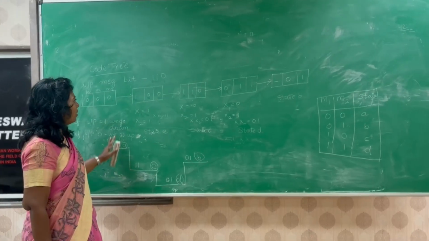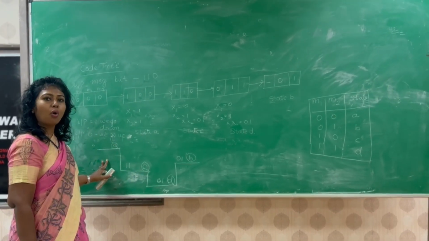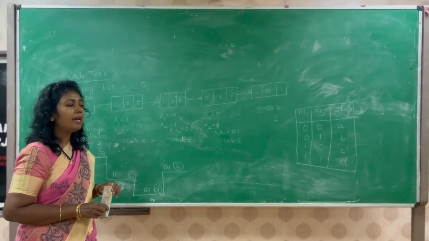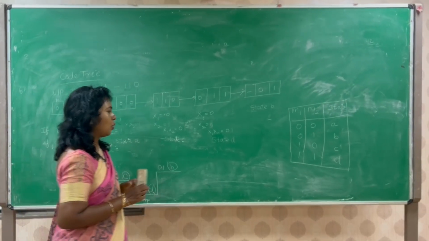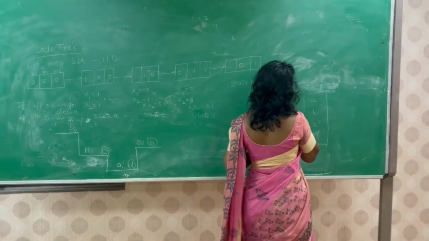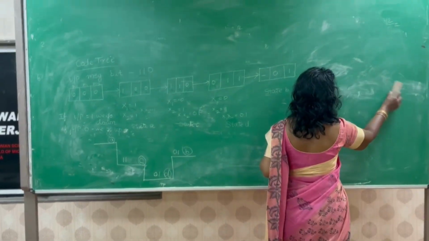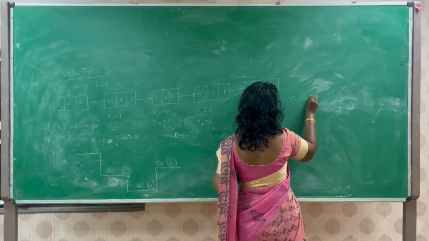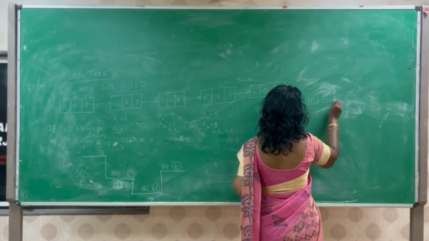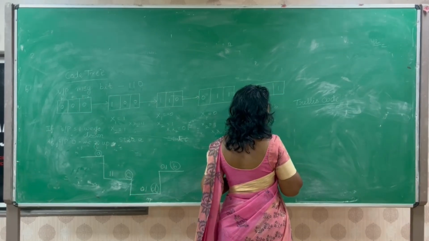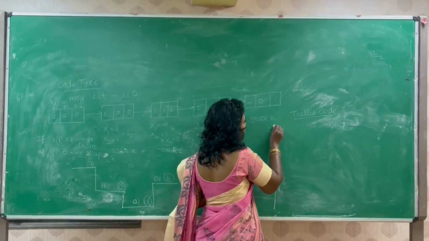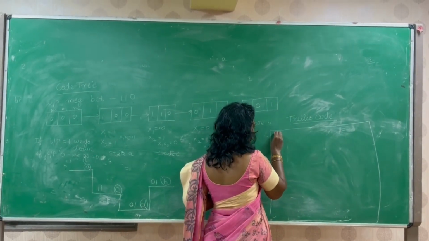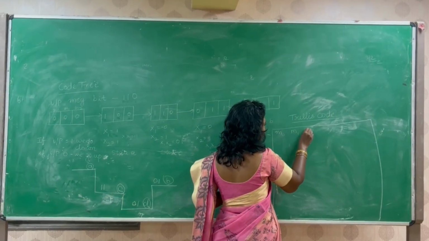Now, based on this knowledge, we will draw the trellis. Trellis code is again a very important concept which we have to understand. Now, we will go in for the trellis. This table is very, very important before we draw the trellis code. So here, M0, M1, M2.